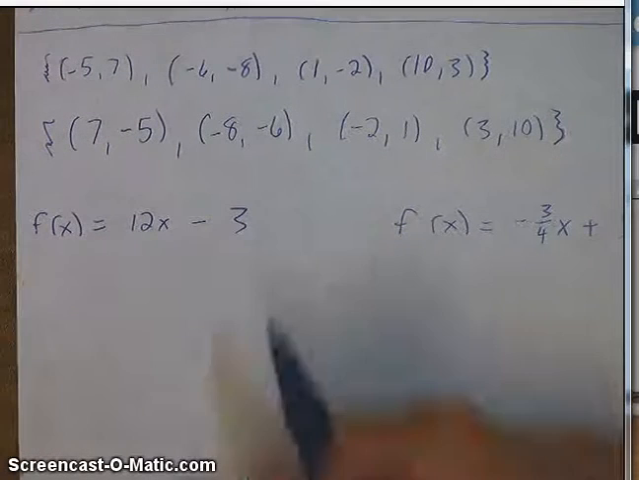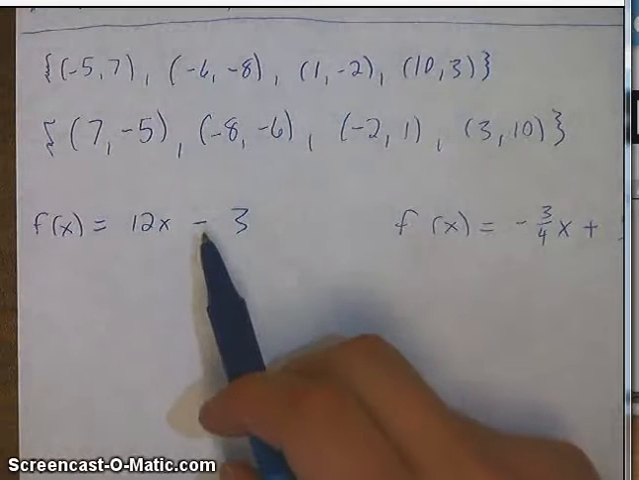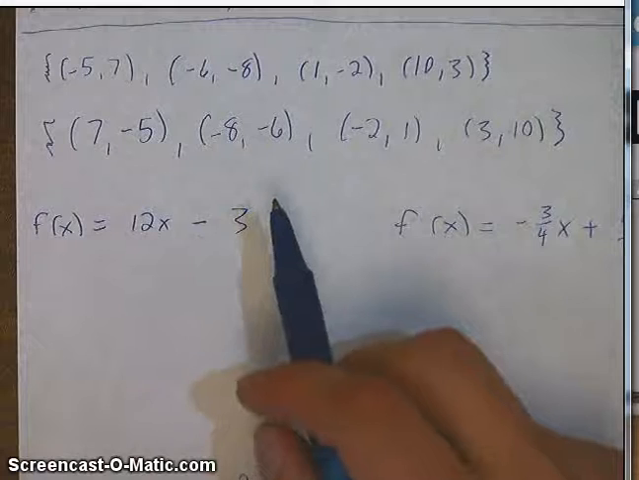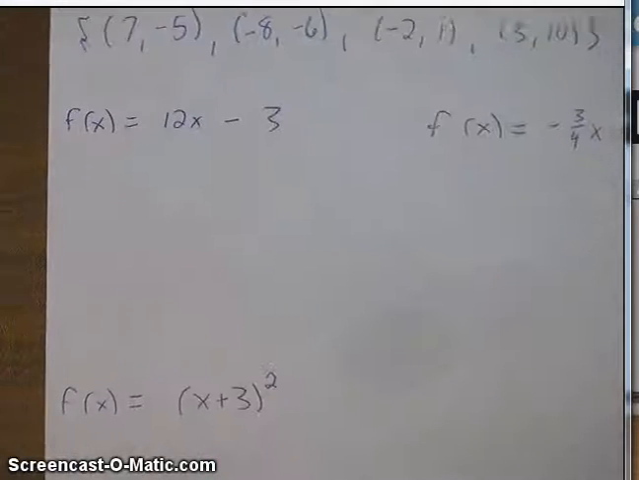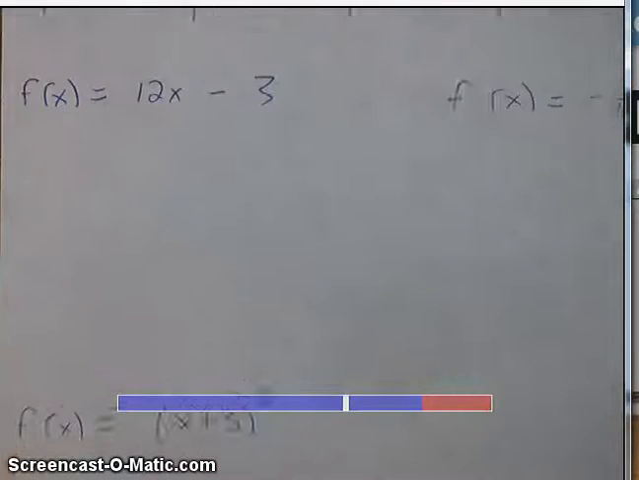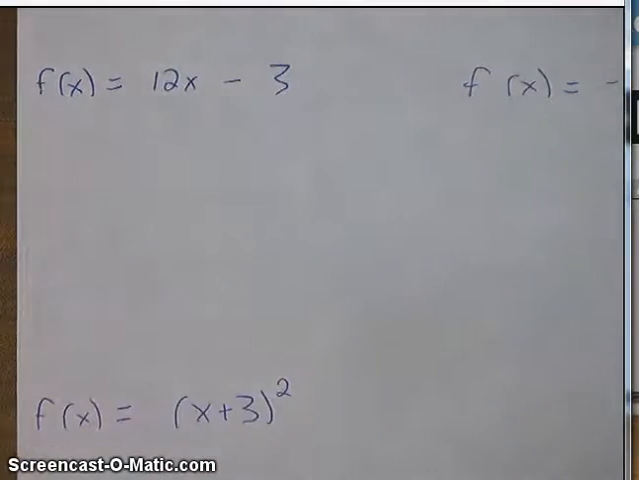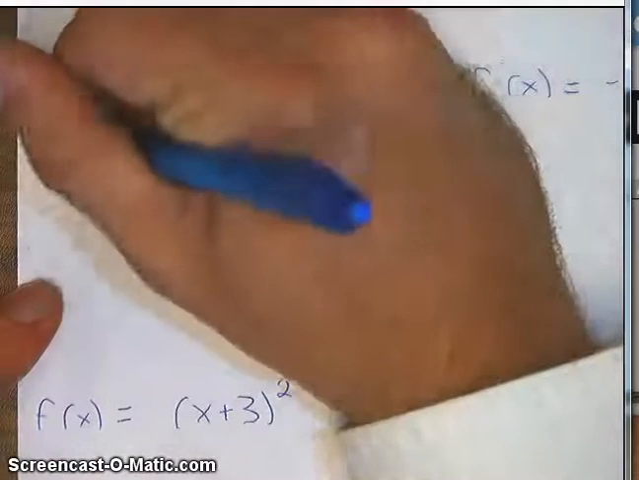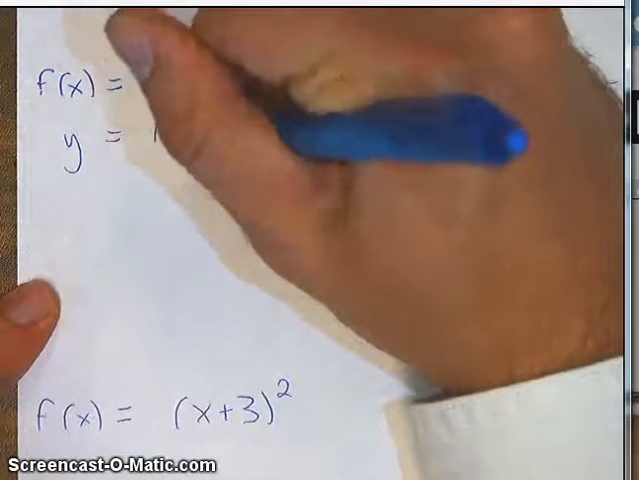But if you have continuous data like a function, we're still going to flip all the x's and y's, but we have an algebraic way of doing that. So let's talk about this first function here. F of x equals 12x minus 3. The first thing you want to do is exchange f of x for y. F of x and y are synonymous, but it's easier if we get this out of function notation. So I'm going to make it y equals 12x minus 3.